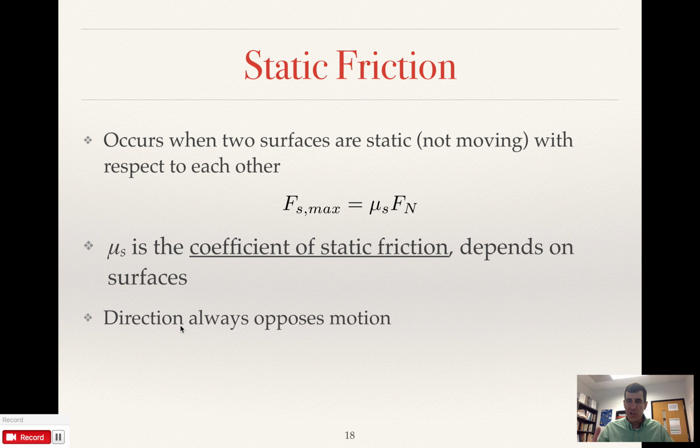But again, imagine you've got a big box that's just sitting there, right? And if you try to move it to the right, friction is going to be to the left. And if you try to move it to the left, friction is going to be to the right. So it opposes the attempted motion.